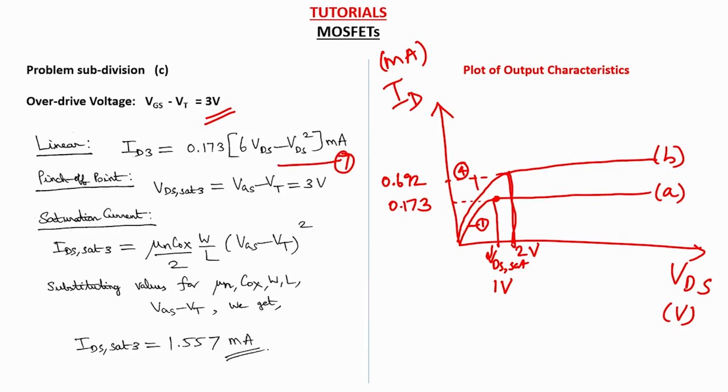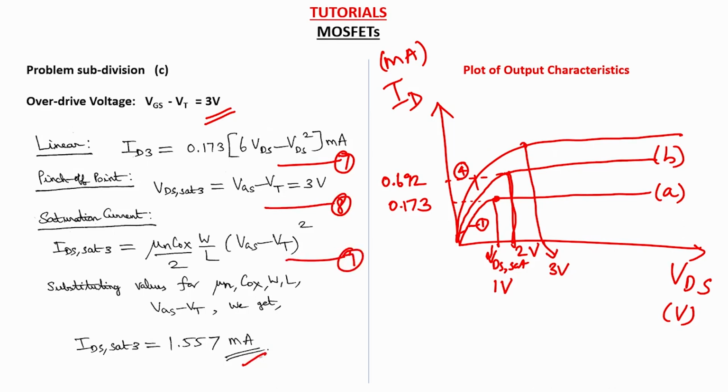For a gate overdrive voltage of 3 volts, the linear region equation takes a form like this, and here the pinch off point, VGS minus VT, is nothing but 3 volts, and the saturation current value is 1.557 milliamps. So this is the required output characteristics for the MOSFET given in the question.